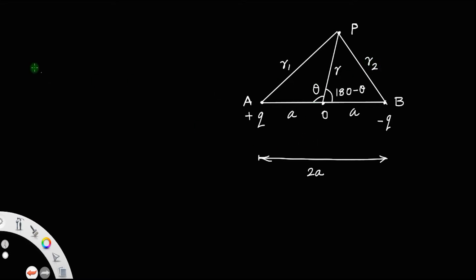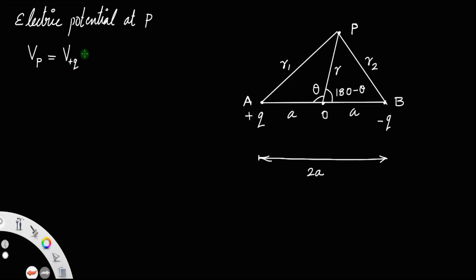Now we have the electric potential at the point P. Let's say the electric potential at P is the electric potential due to this plus q charge at P, that is V plus q, plus the electric potential due to this minus q charge at P, that is V minus q. Since the electric potential is a scalar quantity, you simply have to add these two.